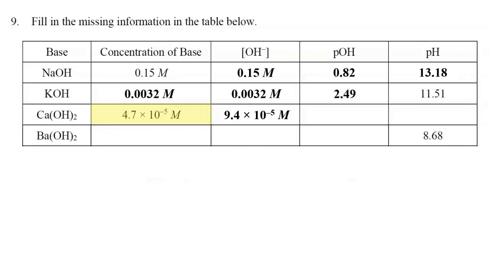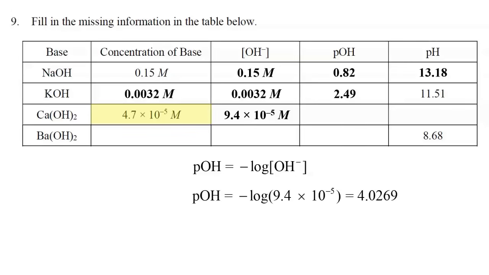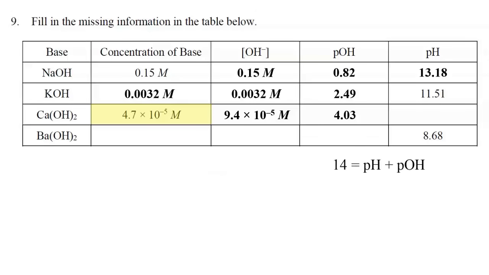Now I'm going to take the negative log of that value to get the pOH. So the negative log of 9.4 times 10 to the negative 5 is equal to 4.0269. And when I round that off to 2 decimal places based on the rules, having 2 sig figs in my concentration, that gives me a pOH of 4.03. The pH would be 14 minus that pOH value, so 14 minus 4.03 is 9.97.